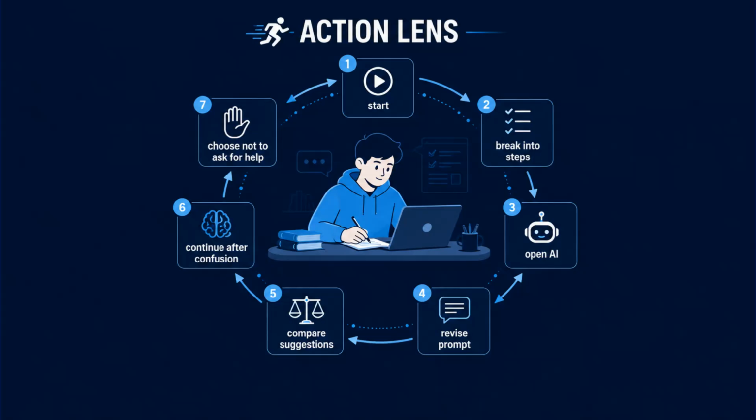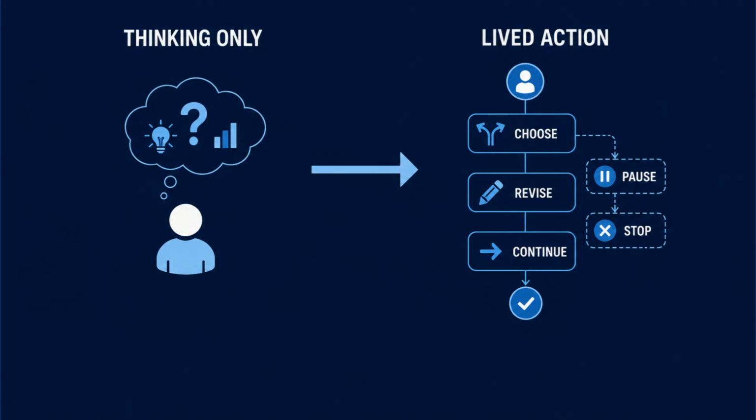For independence, learners may start an assignment, break directions into steps, open the AI tool, revise a prompt, compare suggestions, continue after confusion, or decide not to ask for help. This layer matters because experience is not only what someone thinks. It includes what someone does, what they choose not to do, how they move through the task, and what changes as the experience unfolds. If your interview never reaches action, the data may stay too abstract.